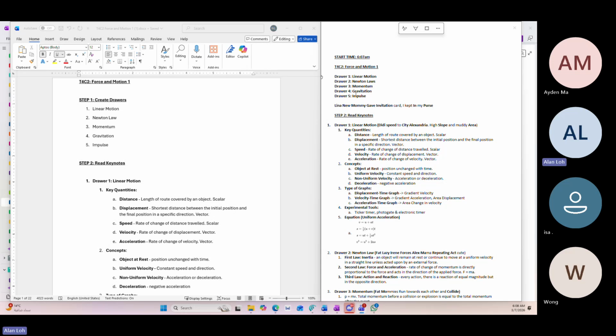Step number 1, create the drawer. I've created 5 drawers. Linear motions, Newton laws, momentum, gravitations, impulse. How do we remember these 5 drawers? I created this very simple story. Lina, new mom, gave invitation card. I kept in my purse. So you can imagine, if you have a friend called Lina, then it's perfect. If not, just imagine a new friend with some interesting features in her, so that you can remember her better.